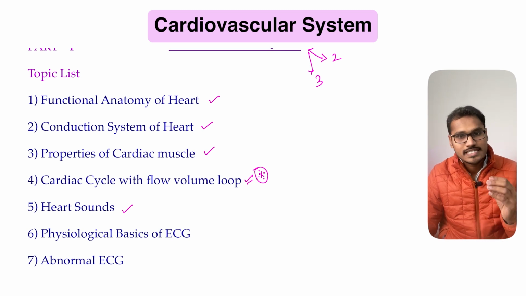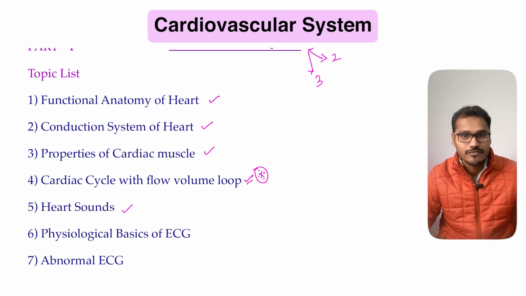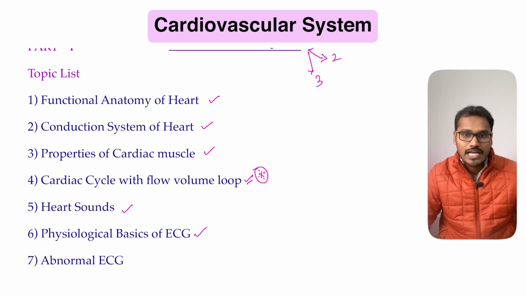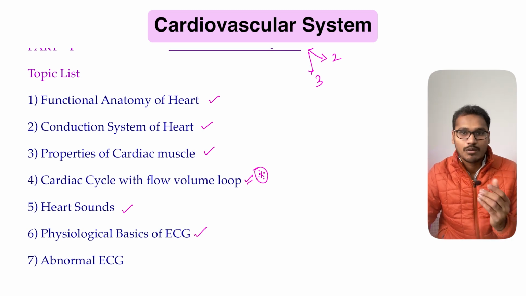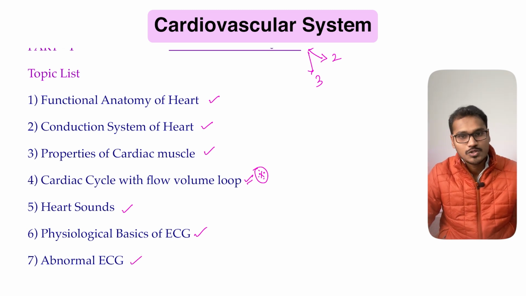For the ECG, I will be making a separate playlist, wherein you can go to that particular playlist if you want to learn only about the ECG and the various waveforms in an ECG. So that will be the physiological basis of ECG, and we will be reading about some of the basic abnormalities in an ECG. We will not go into the depth of the abnormalities, but some of the basic abnormalities of the ECG also should be known for the first year MBBS level.